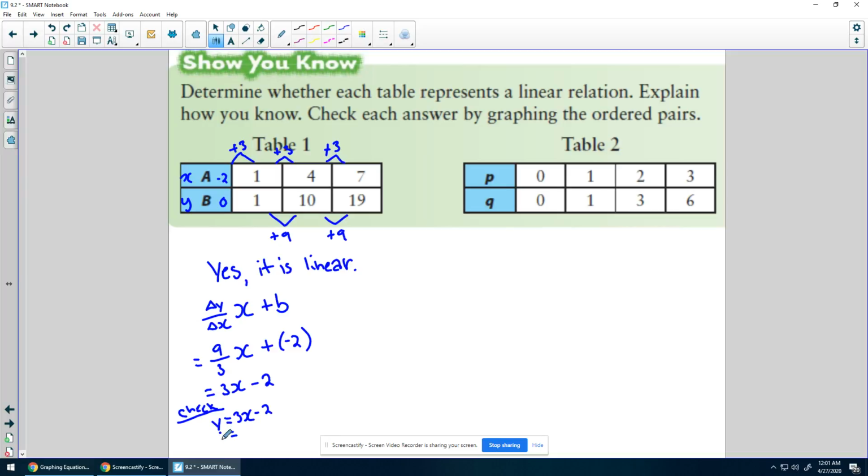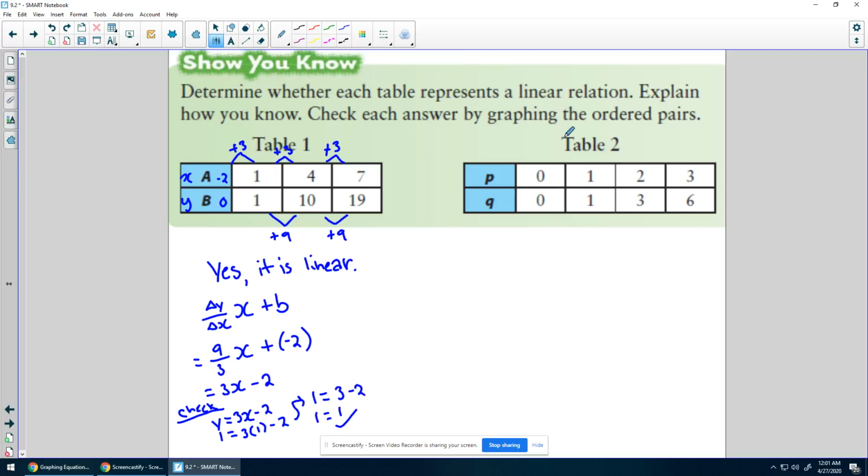Let's just pick 1, 3. Substitute in our x value. 1 minus 2. I'm running out of space here, so I'll just do that. 1 is equal to 3 times 1 is 3 minus 2, 1 equal to 1. Check.